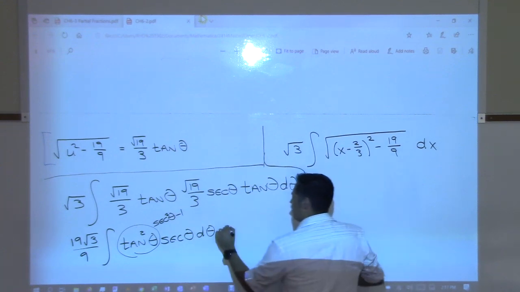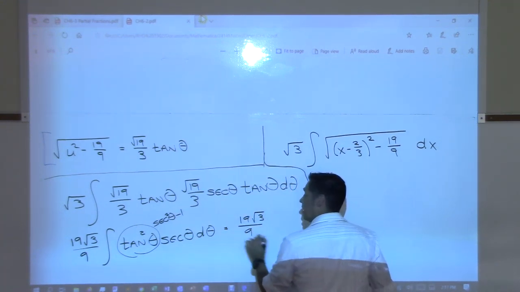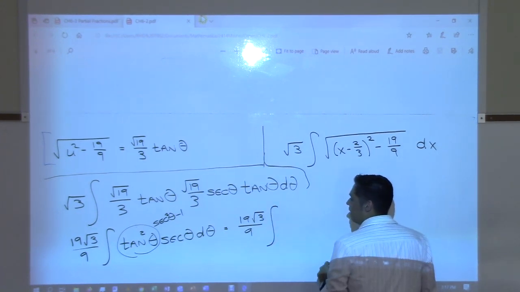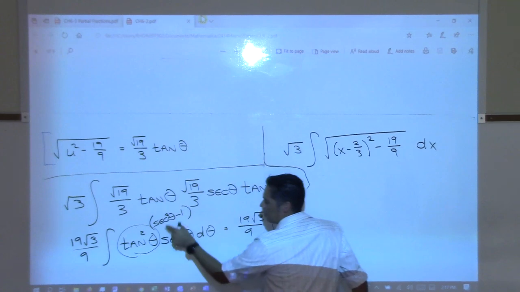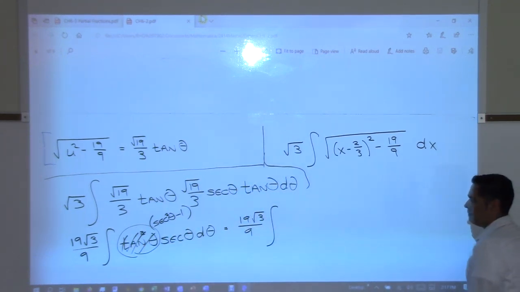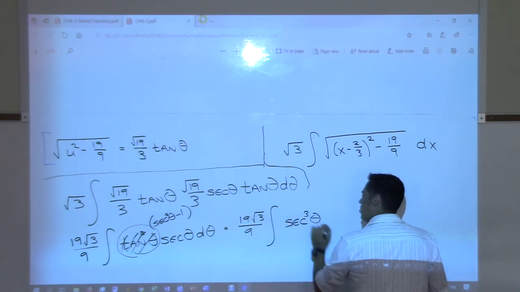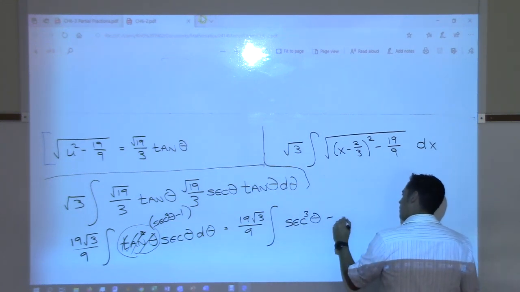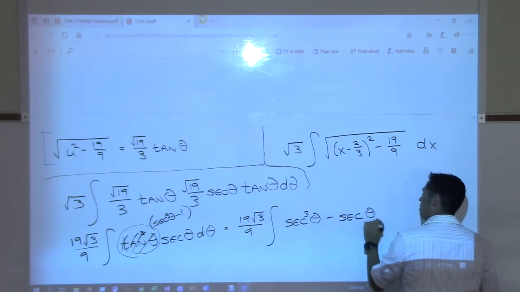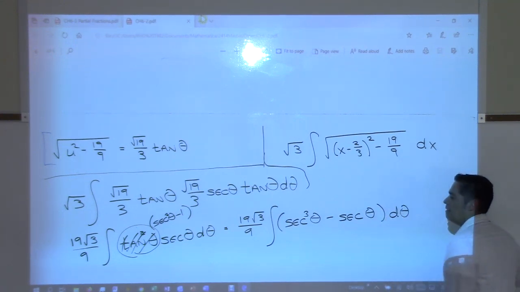So this becomes 19 root 3 over 9 times the integral. Okay, so I have a secant squared theta minus 1 right there, in place of this. Distribute the secant through it: secant cubed theta minus secant theta, d theta.